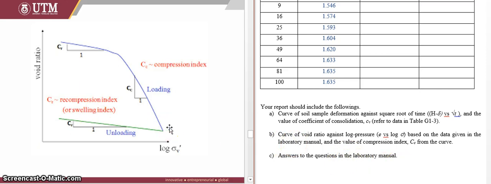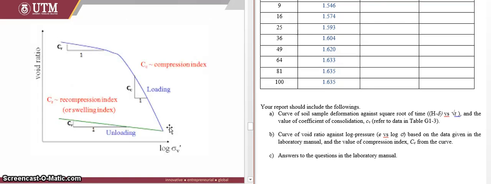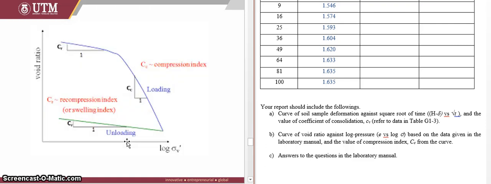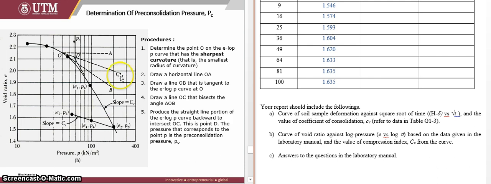And if you still remember, in the laboratory manual you need to answer and discuss a few things about consolidation. So I think you can go through again the consolidation that you learned from geotechnics, that we have a few different stages in consolidation: initial or immediate consolidation, primary consolidation, and also secondary consolidation. And I think you also have to know how to determine the Cc, of course, and the Pc, the pre-consolidation pressure.